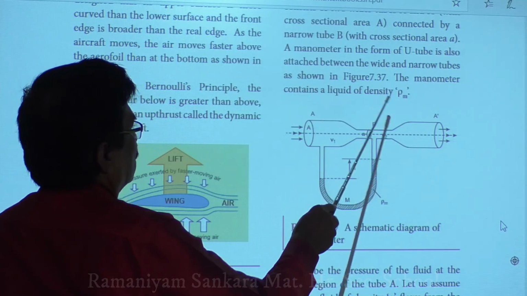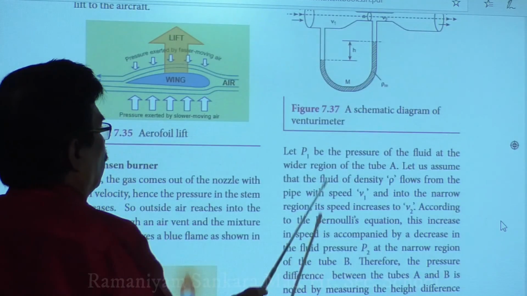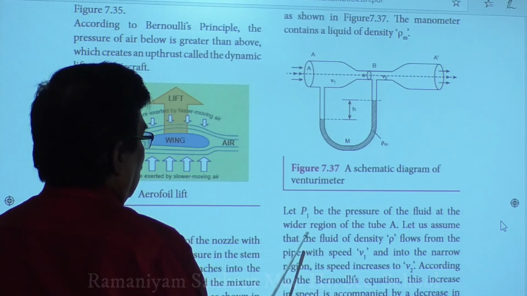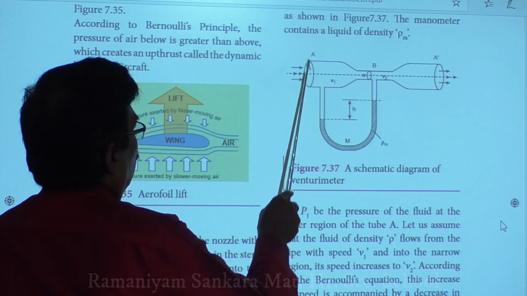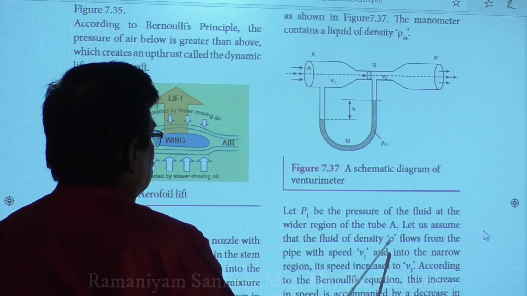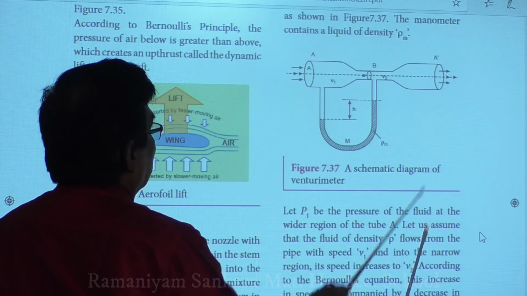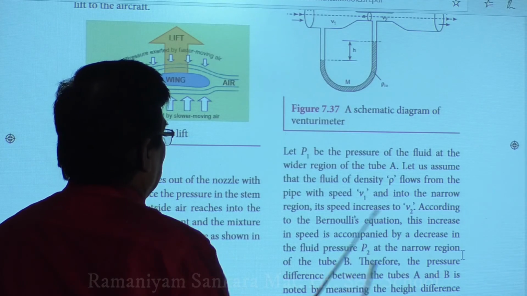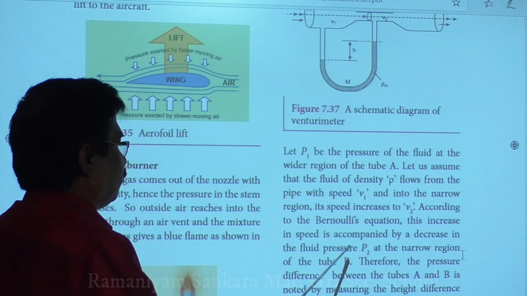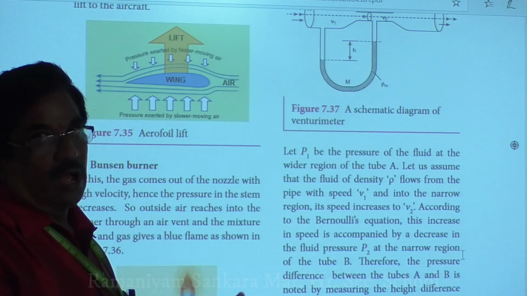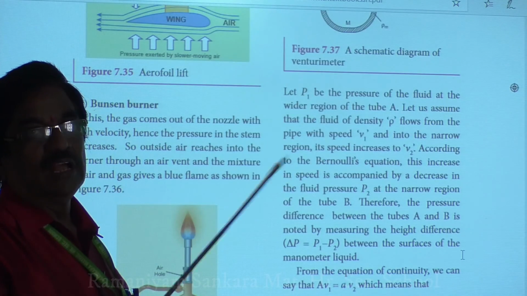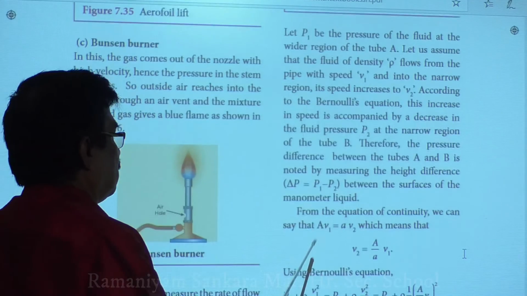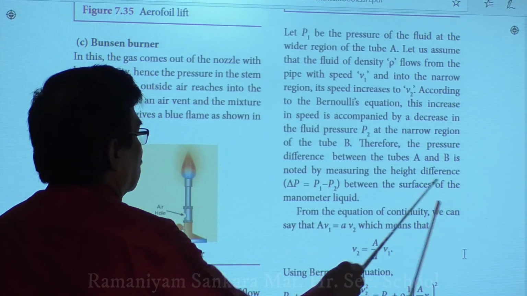The manometer density is rho m. Now let P1 be the pressure of the fluid at the wider region, with density rho and speed V1, and here in the narrow region the speed is V2. According to Bernoulli's theorem, this increase in speed is accompanied by a decrease in fluid pressure, because pressure and velocity or speed are inversely proportional. So, the difference in pressure P1 minus P2 is given by the surface of the liquid.